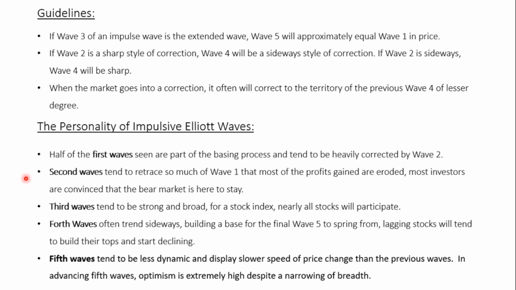The next guideline: if wave 2 is a sharp style correction, we tend to see wave 4 as a sideways correction. In fact, in most cases, that's how it is. Wave 2 is usually the sharpest, and wave 4 a sideways correction. However, if wave 2 is a sideways correction, you can see wave 4 as a sharp correction. So they can alternate in that sense, so be careful of that. What we see in wave 2 should be the opposite in wave 4.